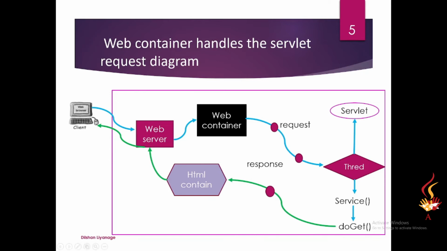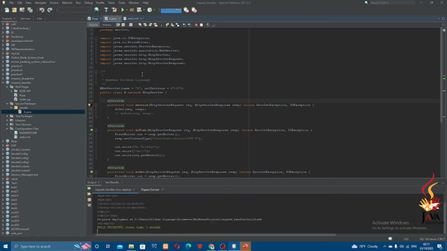Let's go to the example. I created a servlet, called A servlet. It already overrides the service method. In this service method we can call the doGet or doPost method, but normally the service method manages which one is called, doGet or doPost.